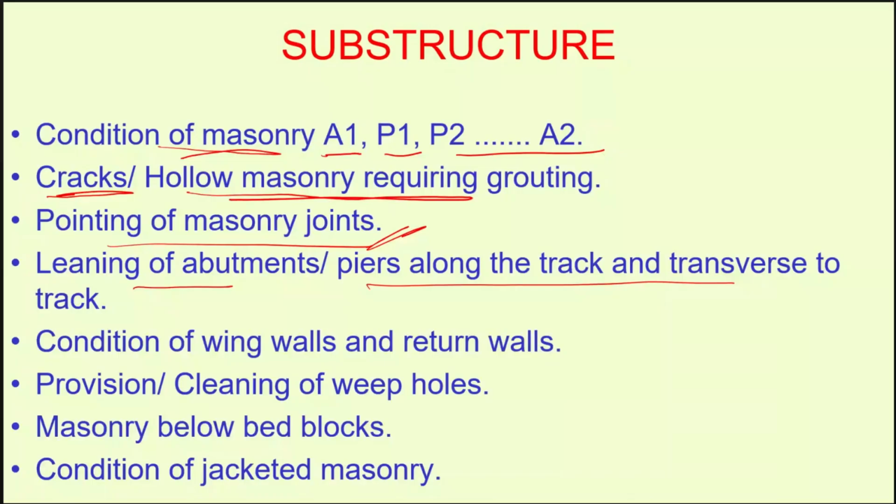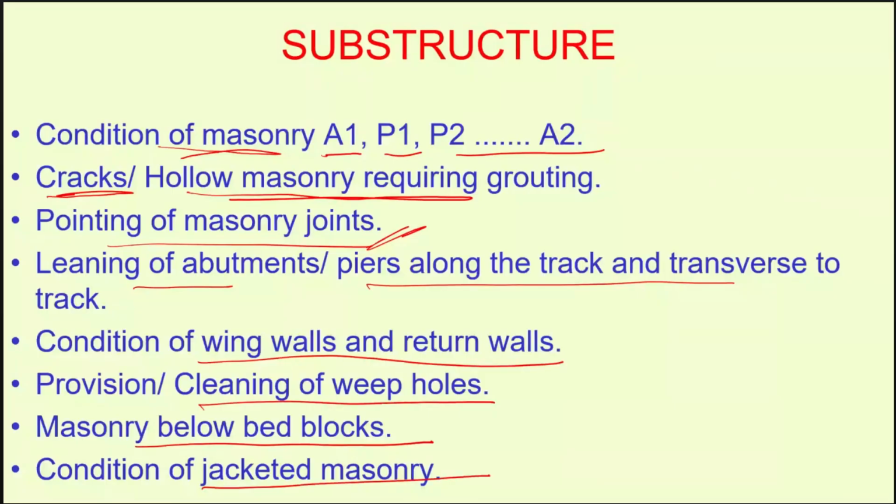Condition of the wing wall and the return wall. Check it out. Mostly it is masonry, and it can be set right. Provision and cleaning of the weep holes. Masonry below the bed block. Condition of jacket masonry.